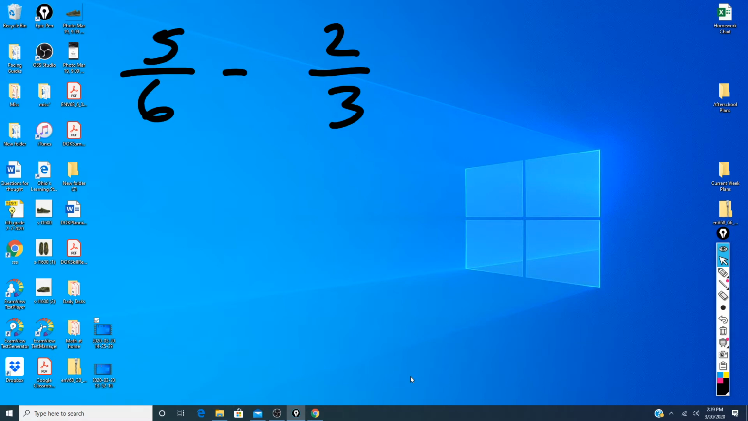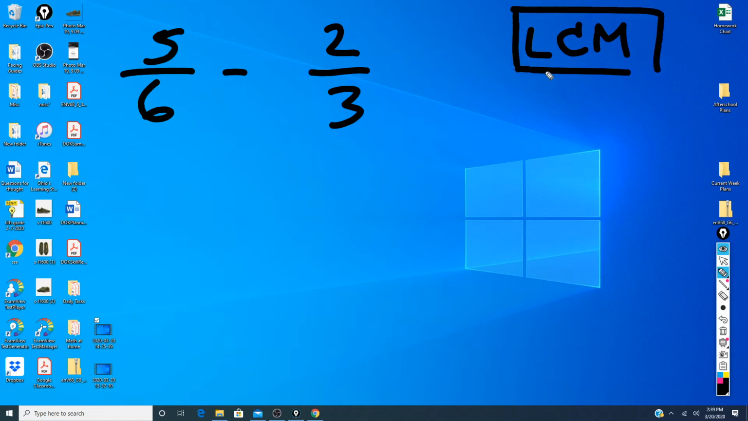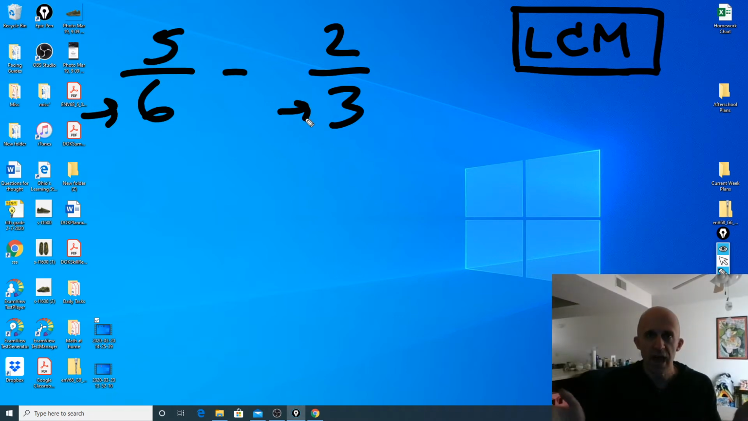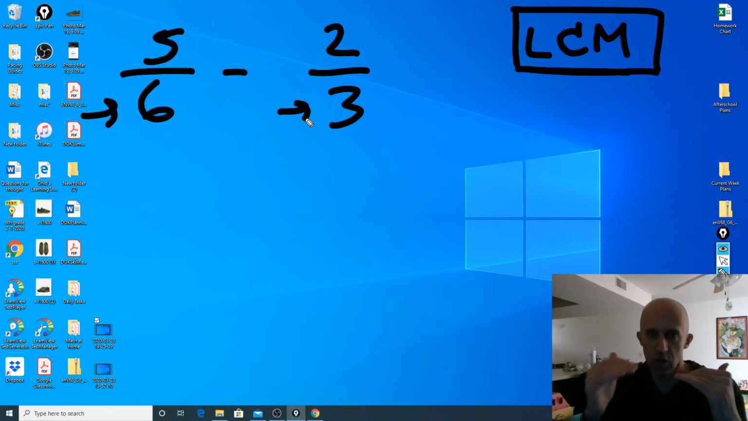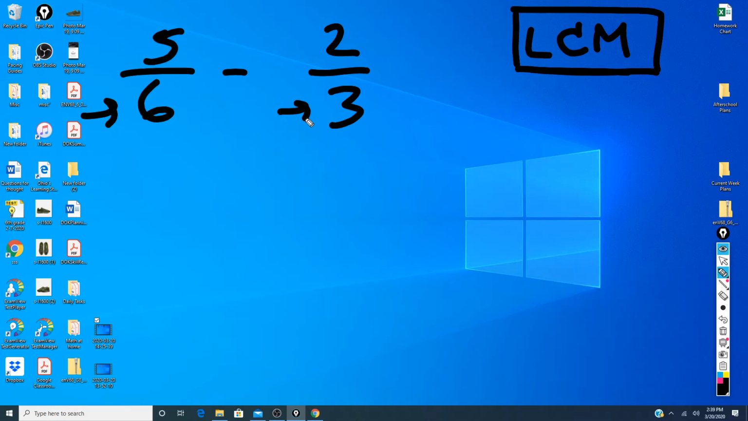But anyways, if you remember from the previous video, the first thing we have to do when it comes to adding or subtracting fractions is find a least common multiple, an LCM, of both denominators. When you add or subtract fractions, you have to first, before you do anything, find a least common multiple so you have the same denominator for both fractions. So with that being said, I picked two rather easy fractions just for the sake of this video and the timing of this video.